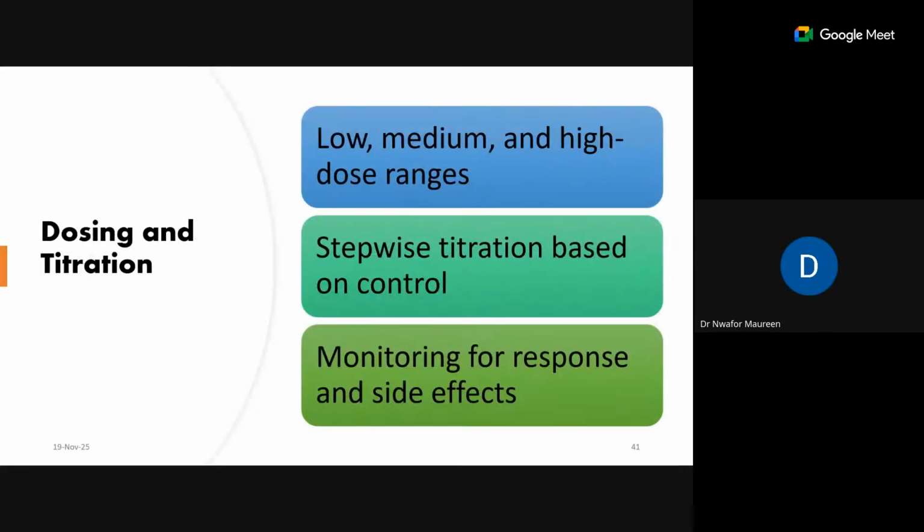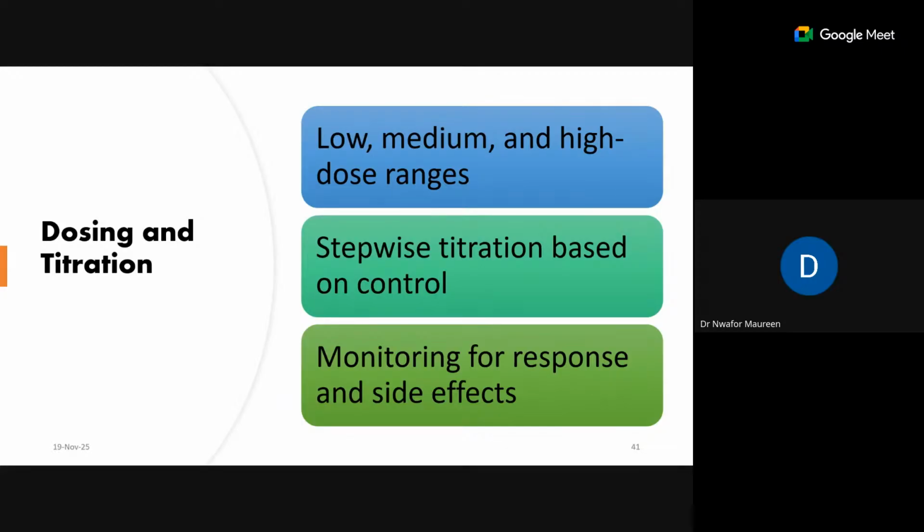Dosing titration is very, very important. When we talk about allergic agents and anticholinergics, I don't stress so much on dosing; it's just that of pediatrics. But for inhaled corticosteroids, even oral ones, you must start with a low dose. You continue to stepwise improve it to medium and to high dose ranges. Don't just start from a very high dose.